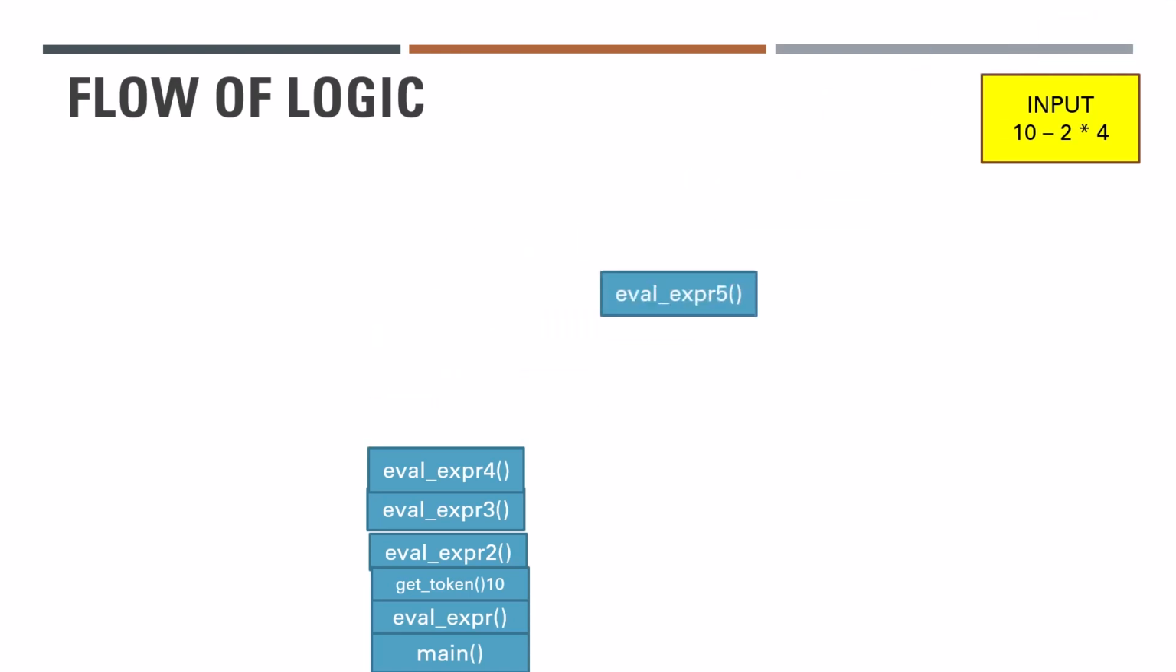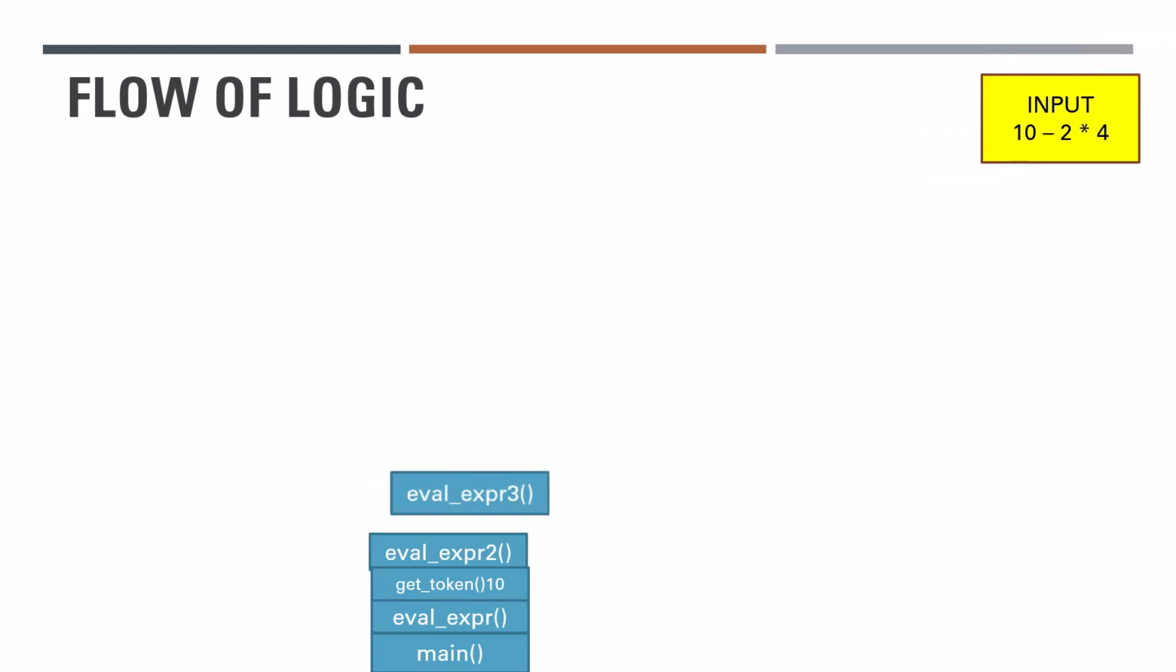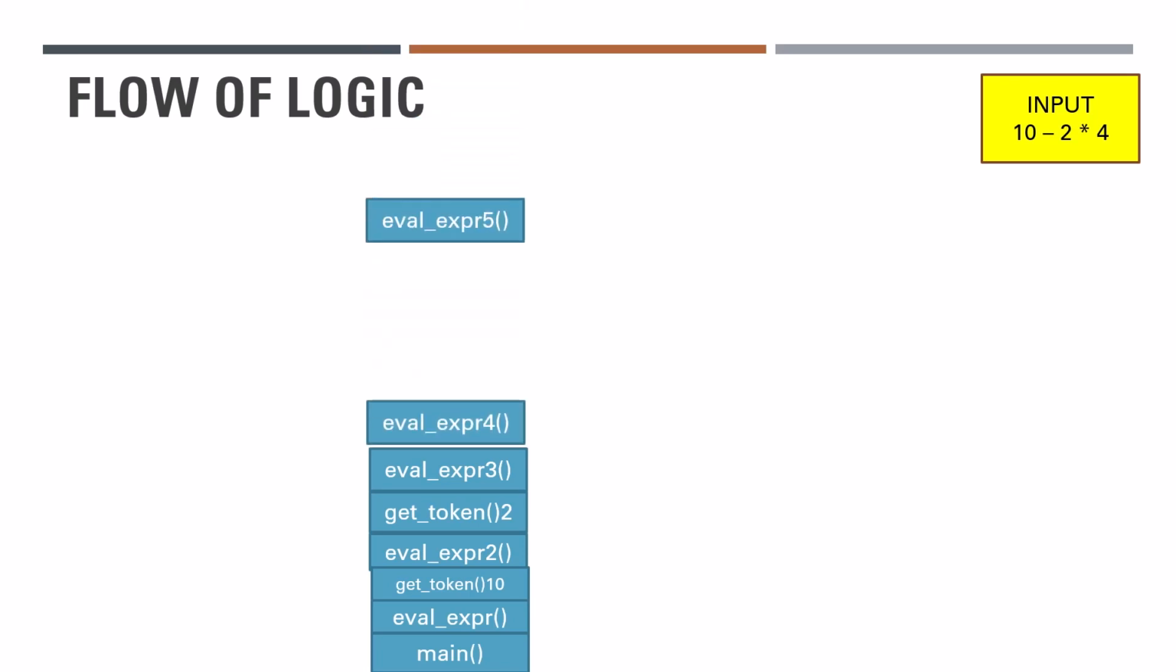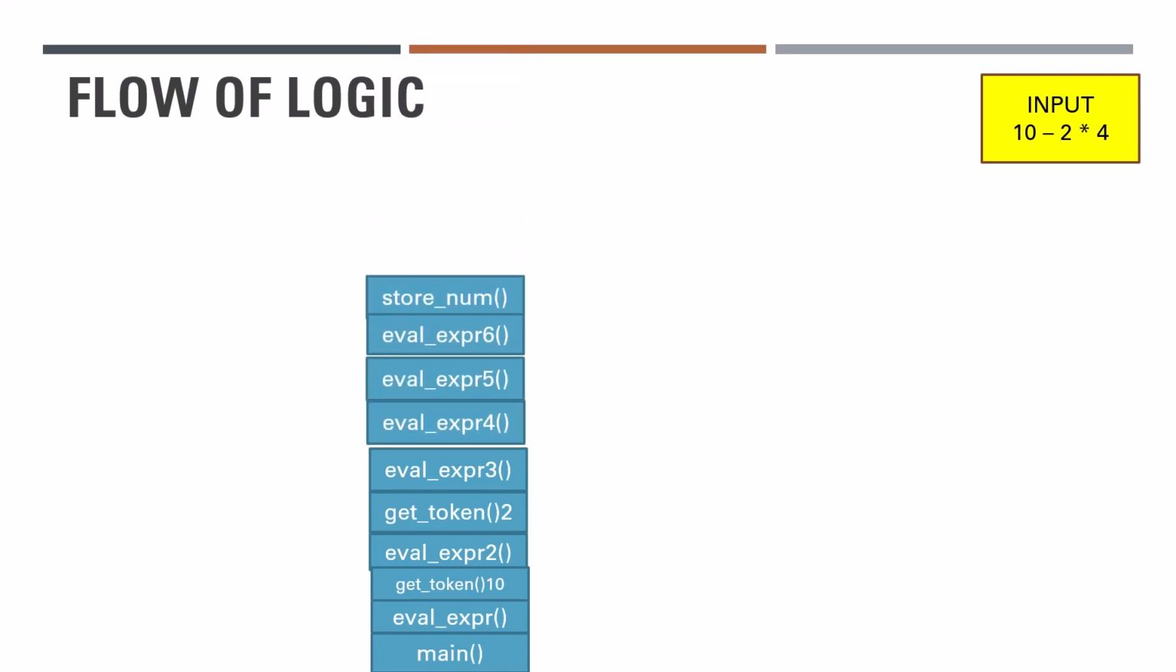And we go back, returning from all functions until we reach Expr 2, where we're checking for that minus sign. So we store that in the variable OP, and then we call get token again. So we get the next token, which is 2, right? And then we call Eval Expr 3, which calls 4, 5, 6, and we store the ASCII to float of 2, and we call get token again, where we get the multiplication sign.